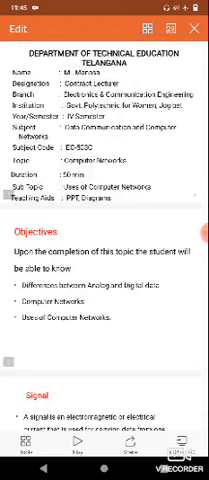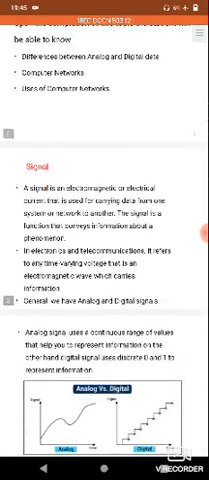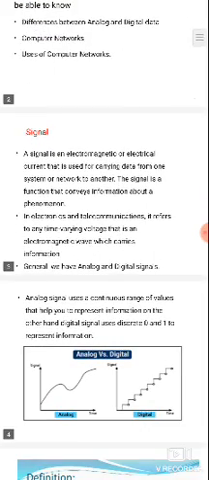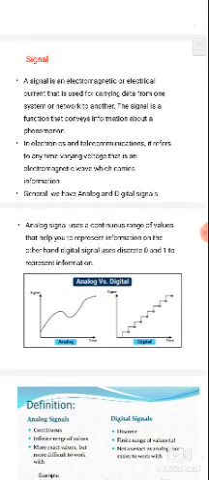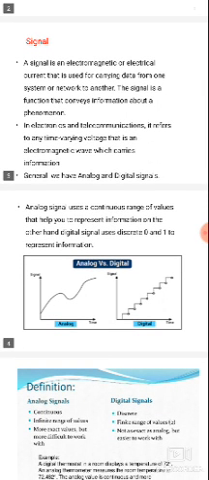So these are all about today's class: analog and digital data and signals, computer networks, and uses of computer networks. In the next class we will discuss the OSI layer. OSI means open system interconnection. The OSI model contains a 7-layered structure diagram, and the 7 layers are used for 7 different applications.